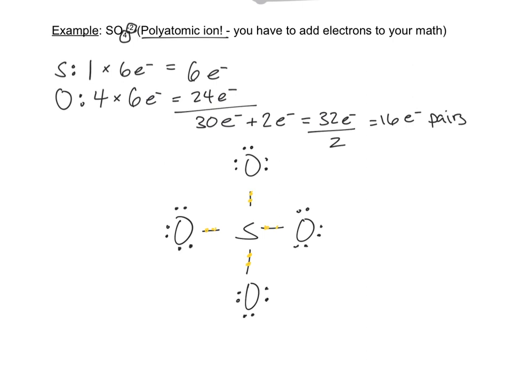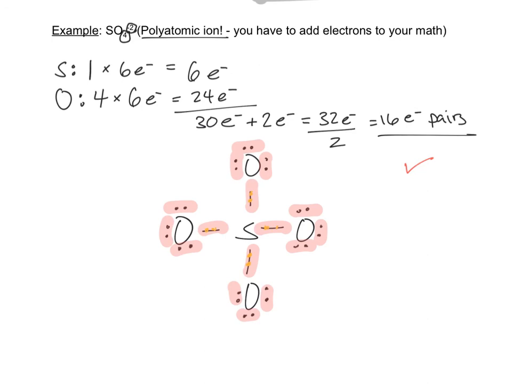And now we count up all of the pairs to see if it matches up with our 16 calculated pairs. Starting here at the top, I'm going to go ahead and count. We've got 1, 2, 3, 4, 5, 6, 7, 8, 9, 10, 11, 12, 13, 14, 15, 16 pairs, which matches exactly our number of calculated pairs. So everything is fine. This is the Lewis structure.